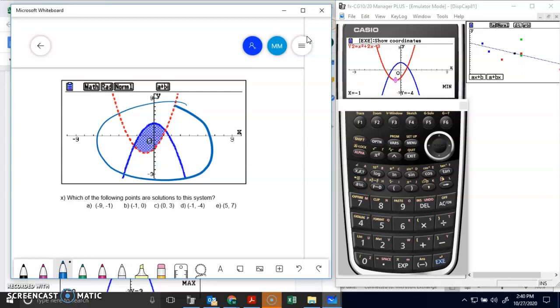So which points are solutions? 0, 3? Yeah, that's right here on this point. That's a solution. How about negative 1 comma 0? Sure, that's a solution. How about negative 1, negative 4? Well, that's on the dashed line, so that is not a solution. 5, 7 is going to be up here. Not a solution. Negative 1, negative 9, or negative 9, negative 1, not a solution. These are the only two that are solutions.